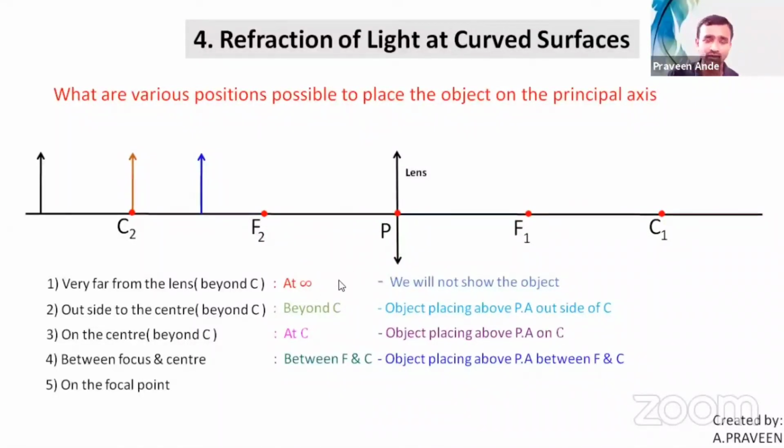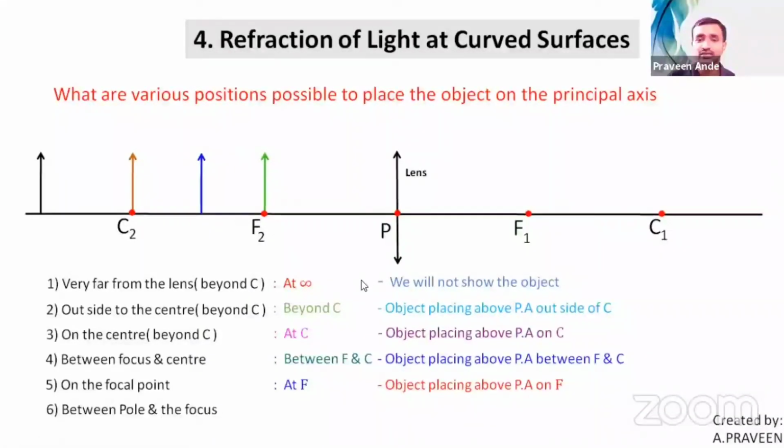The next position is on the focal point. It is called at F, or you can mention that particular number also, at F2. Then here the object will be shown on the principal axis at F or on the F. The next possibility is just inside the focus, that is called between pole and the focus, or optic center and the focus. So we will write between P and F2. Then the object is shown here on the principal axis between P and F.